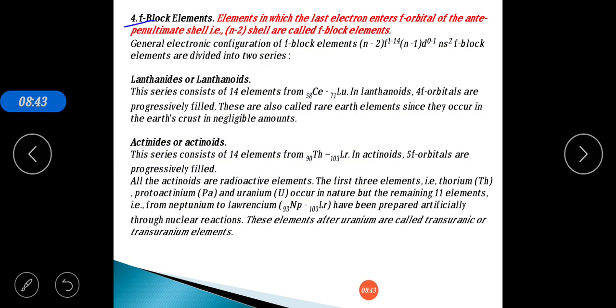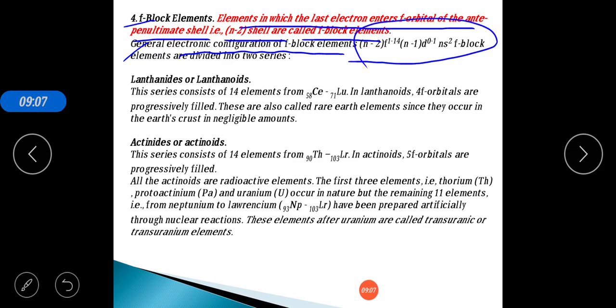F block elements. Elements in which the last electron enters the f orbital of the antipenultimate shell, the n-2 shell, are called f block elements. The general electronic configuration of f block is (n-2)f 1 to 14, (n-1)d 0 to 1, ns2.